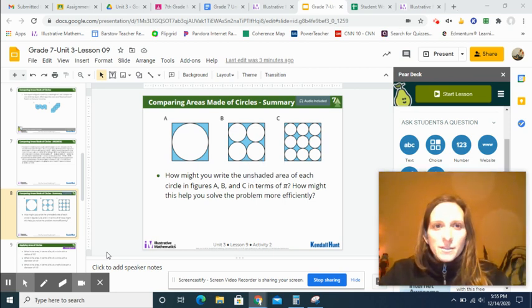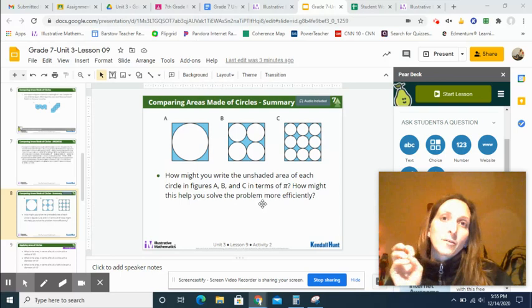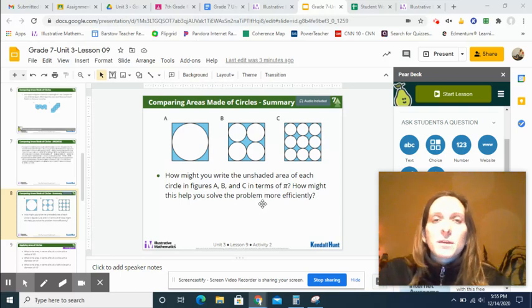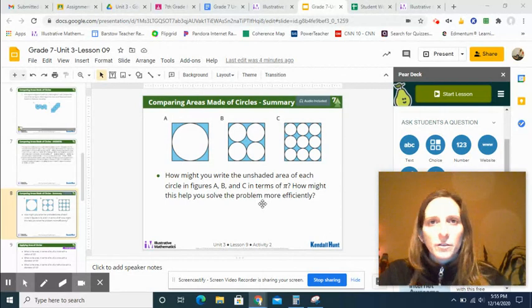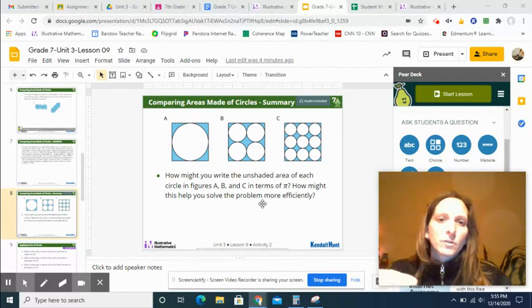Hi, so on this slide, like I said, on the audio, this is just a summary of the main points that the last activity was supposed to get at. One of the things in your learning target is that you are supposed to know how to write an answer in terms of pi, and that just means you're not going to use any approximation for pi in your calculator. You're just going to write the actual symbol for pi as part of your answer.